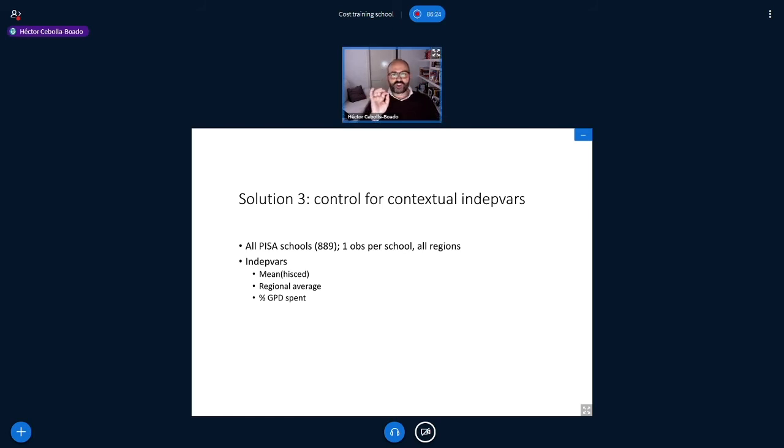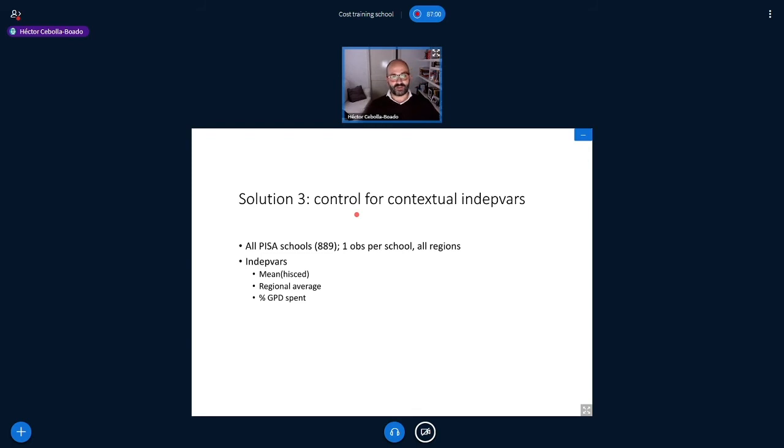So let me first go back to the example that I'm using to introduce all of these solutions. My PISA example: one school, one observation per school. So the unit of analysis is schools, and we have all regions in Spain. Unlike in the previous examples, in which I only had 2 regions, now I have all regions in Spain. And instead of controlling for regions, instead of using dummies and interacting these dummies with the individual level independent variables, I will use aggregate level independent variables.